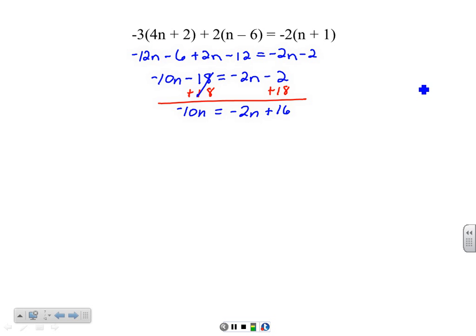Now I need to take that -2n over to the left because I need to separate those terms. So I'm going to add 2n to both sides. So we're going to have -8n is equal to 16. Now that I've separated my like terms, I've got my variable term on one side and my constant on the other side. I'm ready to get this coefficient to go to 1, and I'm going to do that through division. So I'm going to divide by -8. So now what I have is n is equal to -2.